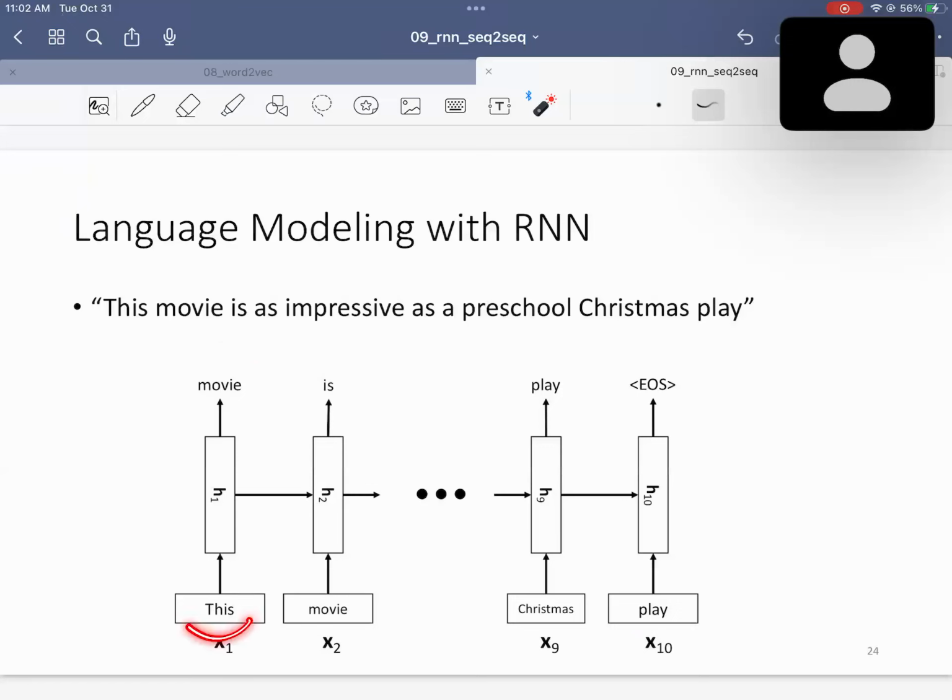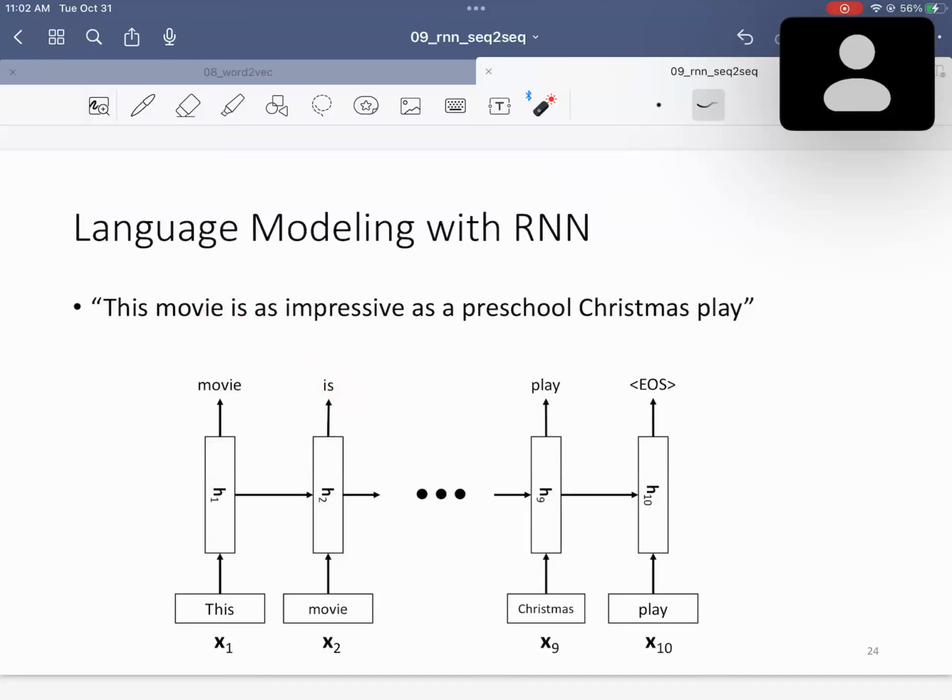And then given this and movie, H2 will remember, theoretically, that the previous words were movie and this. Given that, you're trying to predict the next word. And then given that, you try to predict the next word, and the next, and so on and so forth until the very last time. At some point, you're going to have to end the prediction cycle, which is where you have to predict the end of sentence, EOS.